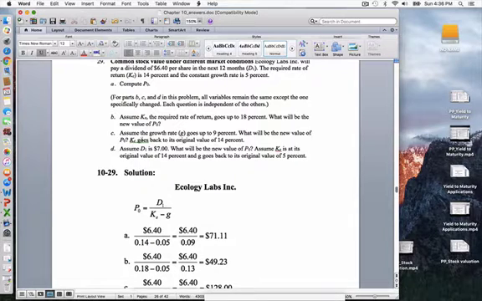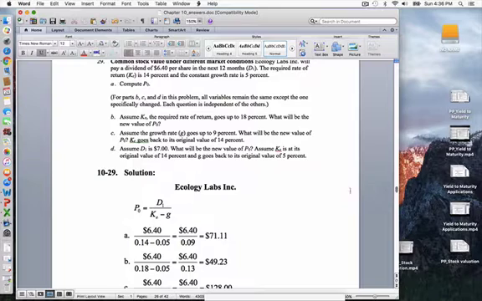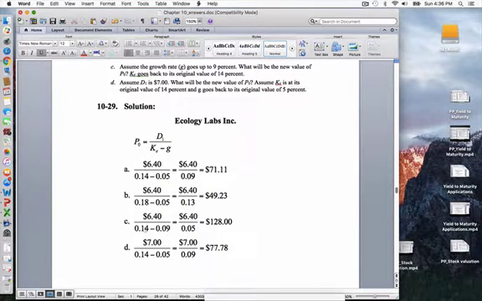Now for C, we go back to the original required return, but now the growth rate changes. So the original required return was 14%, we are going to use that, but instead of 5%, we are going to use a 9% growth rate. Well, if the dividends grow faster, then of course the price of the stock is going to be higher. So we use the original required return, but a higher growth rate, and we have a higher stock price.